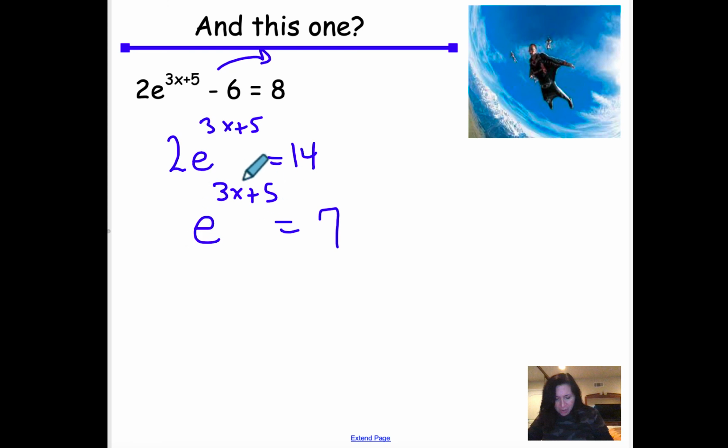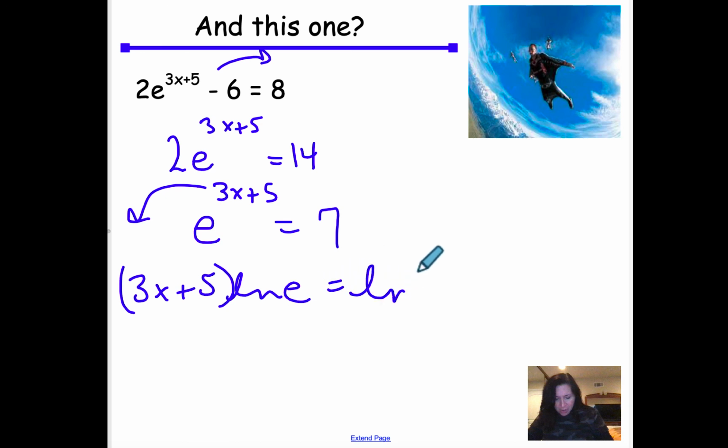In order to get x out of this, it's in the exponent spot, so we need to move it in front. You need to take the natural log, because the natural log is the inverse of e. We're going to bring that out front. We get 3x plus 5 times ln of e equals ln of 7. Ln of e, remember, is 1. So this is going to be 3x plus 5 equals ln of 7.